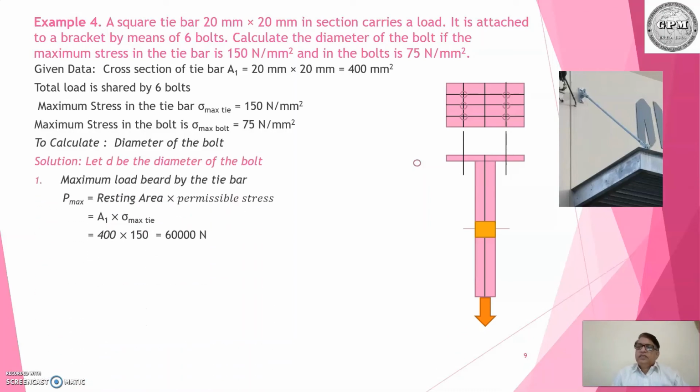Now the solution: let D be the diameter of the bolt. As I said, the maximum load borne by the tie bar is given by P maximum equal to the resisting area multiplied by the permissible stress of the tie bar, which is 20 into 20, that is 400 mm square, multiplied by 150 Newton per mm square. So what you will get is in Newtons.